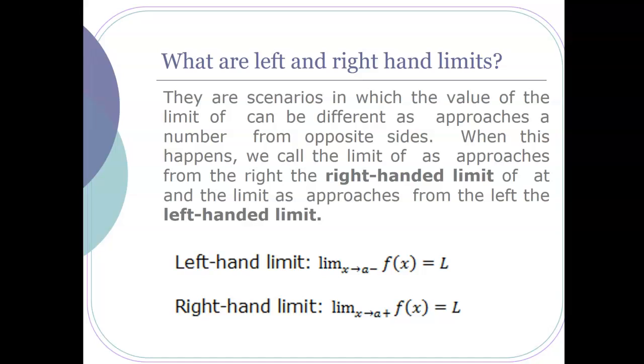So the left-hand limit is the limit as x approaches a from the left. You use a negative to represent from the left. If you think about the number line, to the left of 0 are the negatives, and to the right of zero are the positives. So the left-hand limit comes from the negative side, and the right-hand limit comes from the positive side, even though the a value isn't always going to be 0.